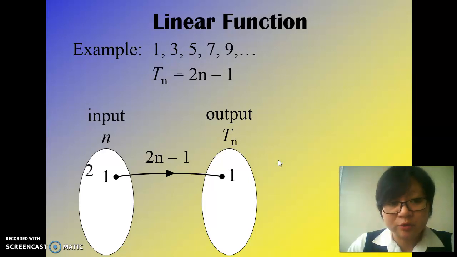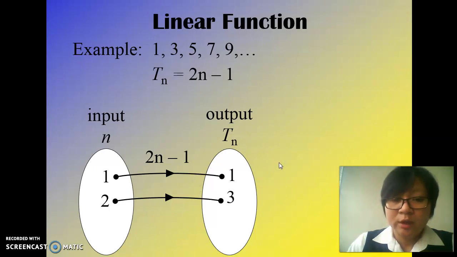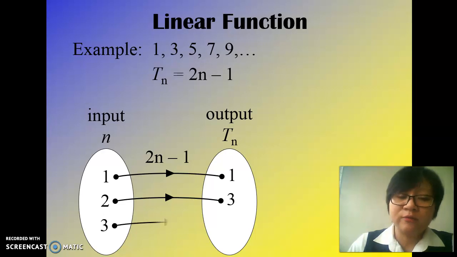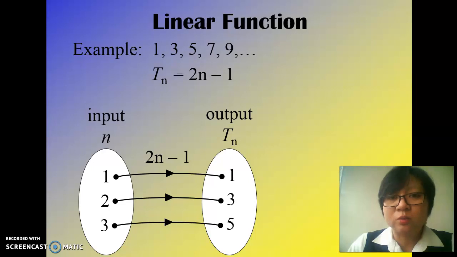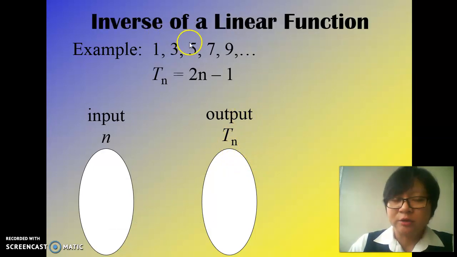And then the second position, okay, using the formula to get the output. And then for the third position, the same again, using the formula, draw an arrow from left to right to get the output. This is what a function is. It has an input to get an output. That's why we call an arithmetic sequence a linear function.